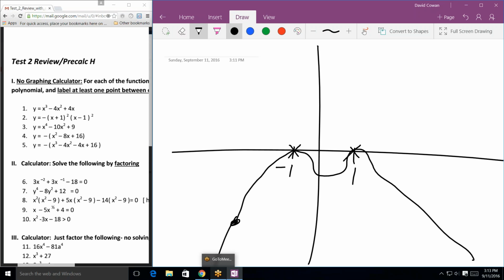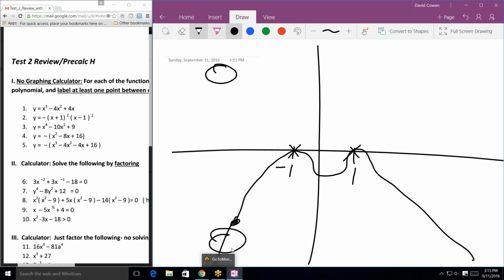Now, let's talk about end behavior. You know what end behavior means? As x goes to either positive or negative infinity, that's what you care about, because that determines whether this comes from negative infinity or positive infinity.